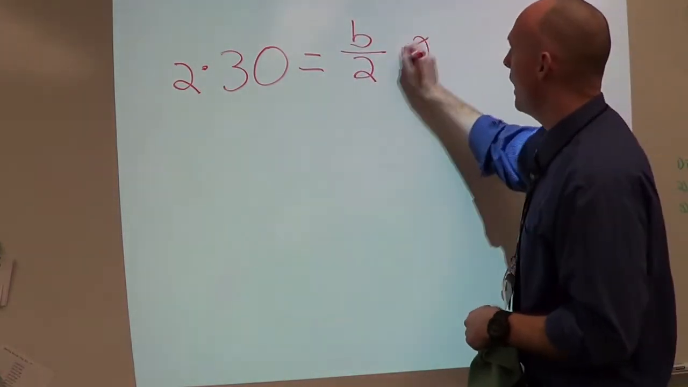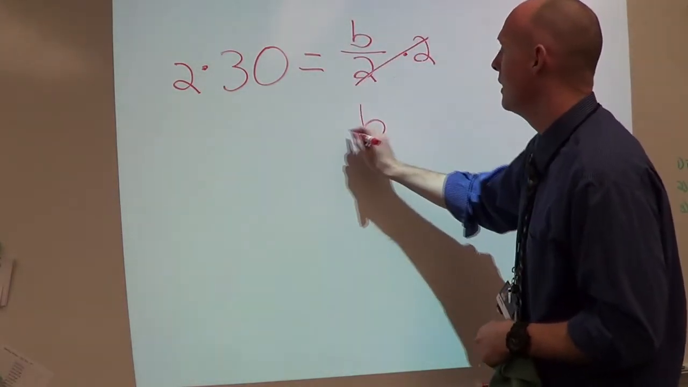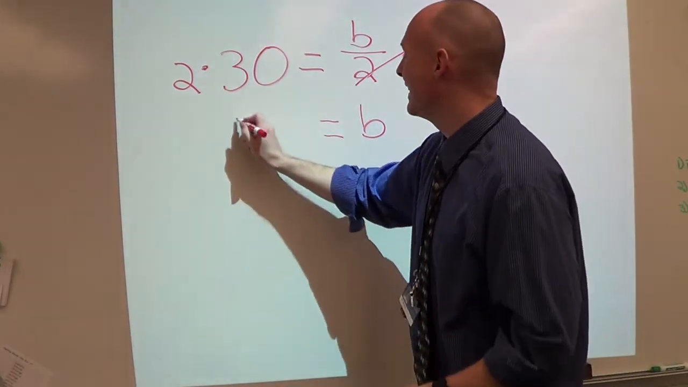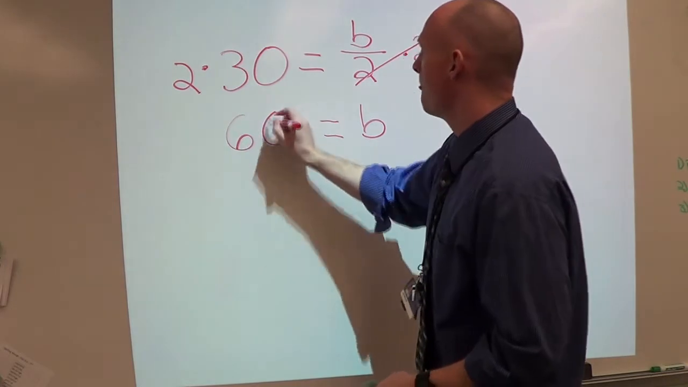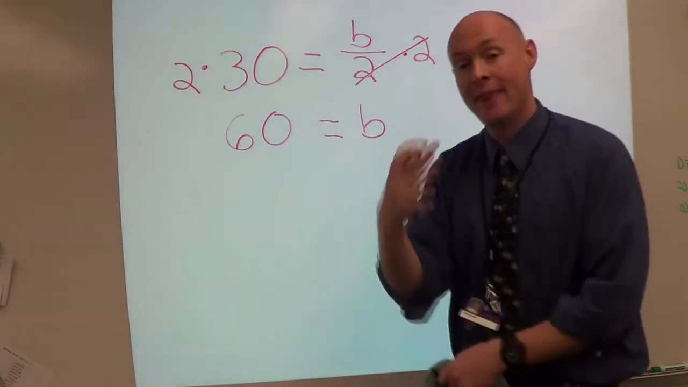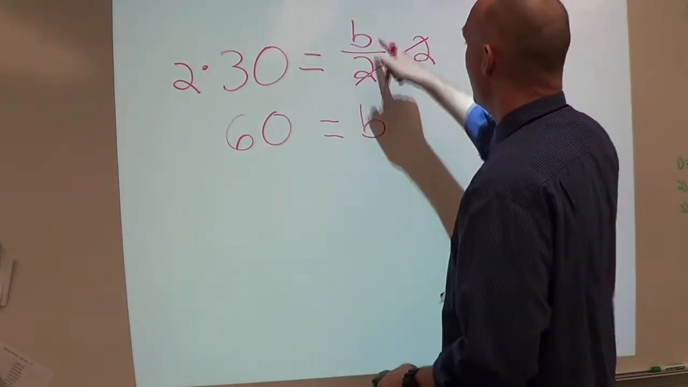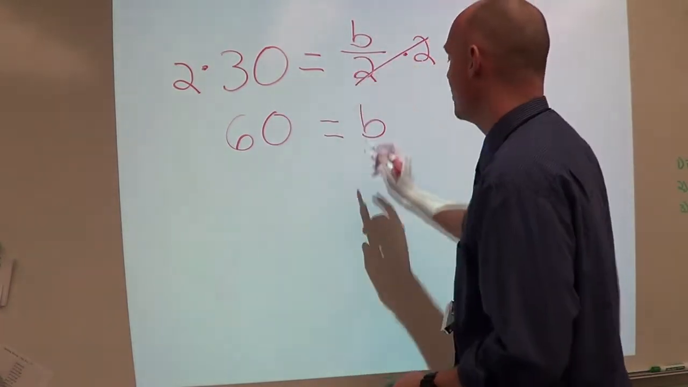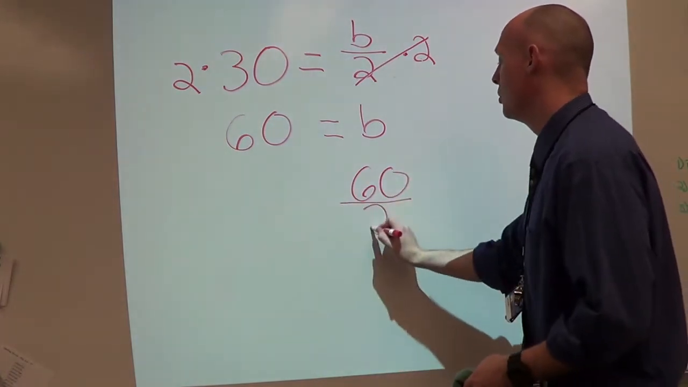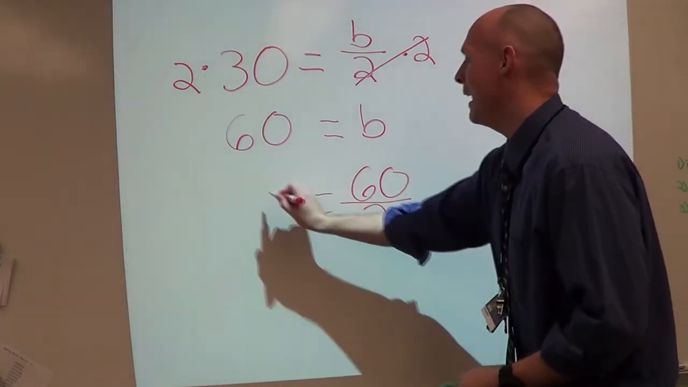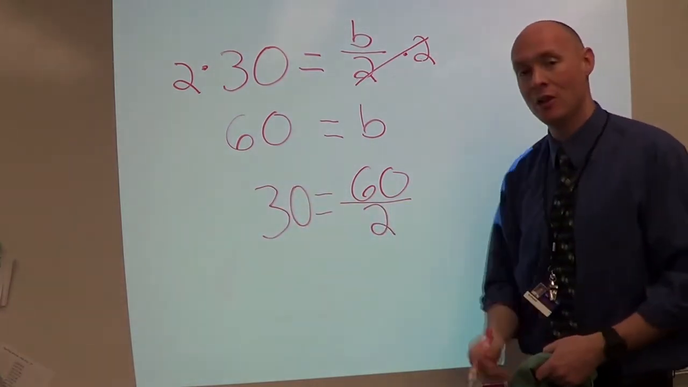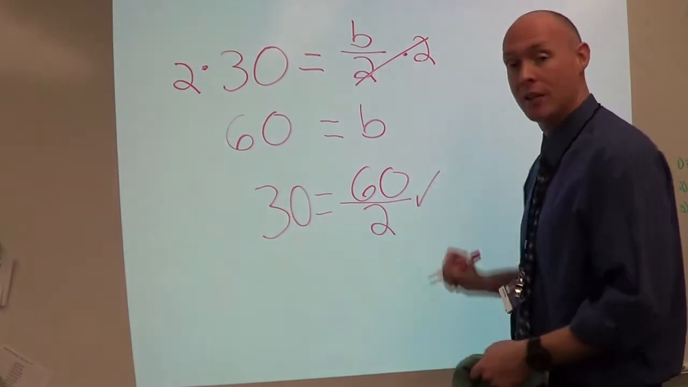These two cancel each other out, leaving just b equals 2 times 30 is 60. 60 equals b, or b equals 60. I think it's right. Let's double check. Instead of b, I'm going to write down 60 divided by 2. Does that in fact equal 30? 30 equals 60 divided by 2? It does. We are good to go.